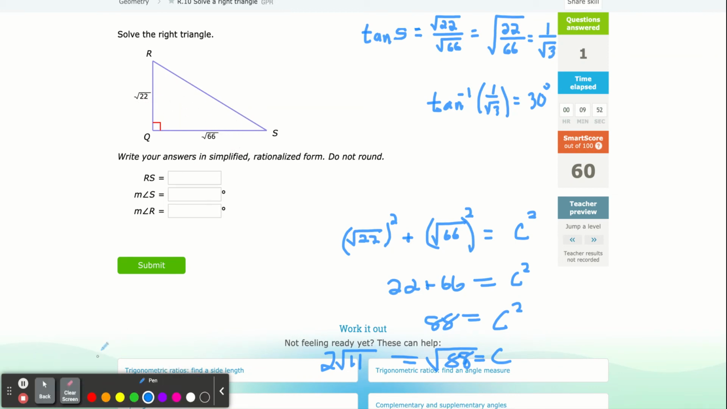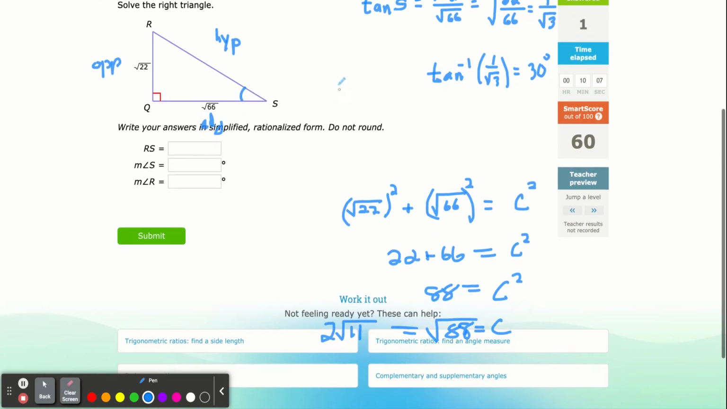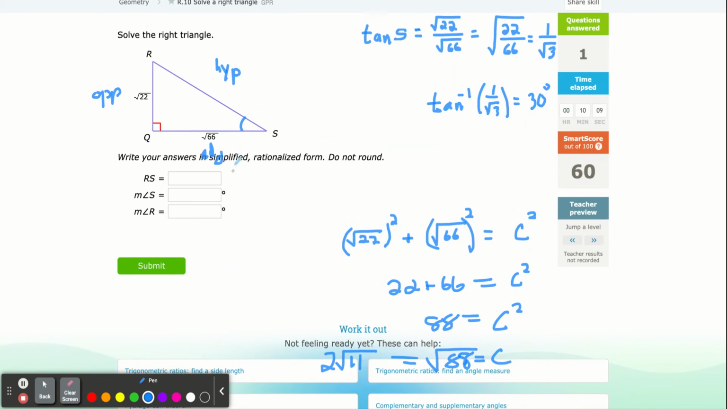Now, first thing I'm always going to do is label the hypotenuse, and then I'm going to start by referring to angle S, which would make this side the opposite and this side the adjacent, which allows me to realize I'm going to be using the tangent function. The tangent of S is going to equal the opposite over adjacent, or the square root of 22 over the square root of 66, which is the square root of 22 over 66, which is the square root of 1 over 3. Square root of 1 is 1, square root of 3.